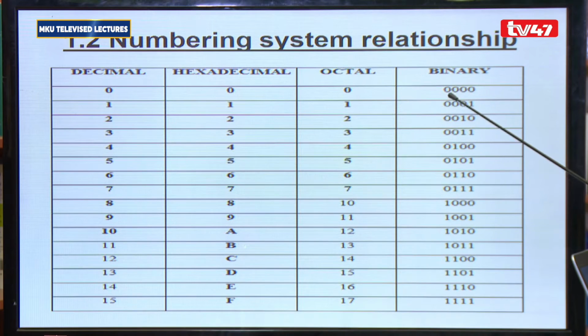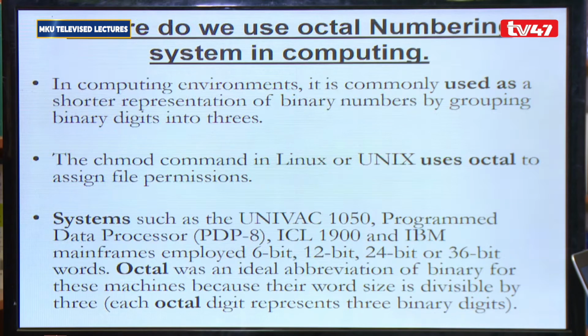Like 0 will be 0, 0, 0. A number like 3 will be 0, 1, 1. So when you take 3 binary digits and represent them using 1 octal number, you simplify the way data is represented in a computer. Therefore, octal numbers are used to shorten the representation of binary numbers by grouping those values into groups of 3. That way, you'll have a lesser representation of values compared to using binary numbers all throughout.